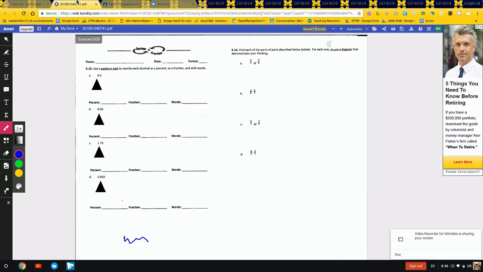Okay, so back to it. First question here, just need to do fraction, decimal, and percent. They already give you the percent. And then you also have to write in words. So to go back, there's many ways you can write in words.